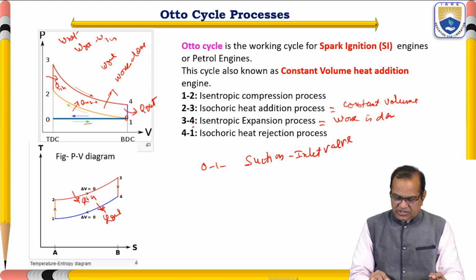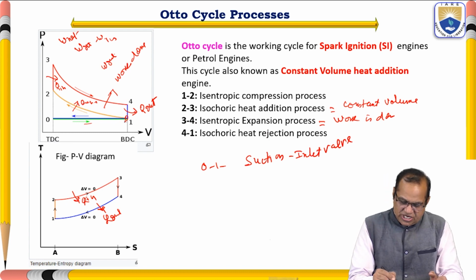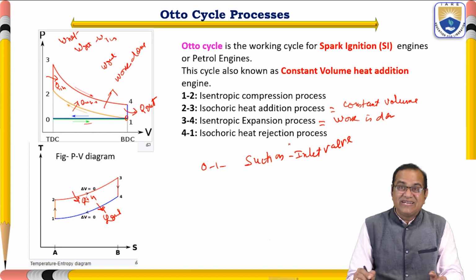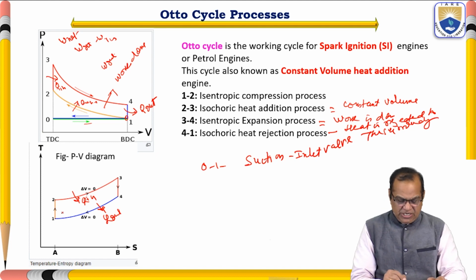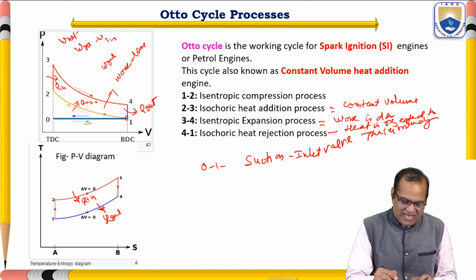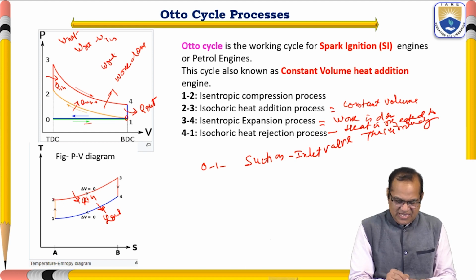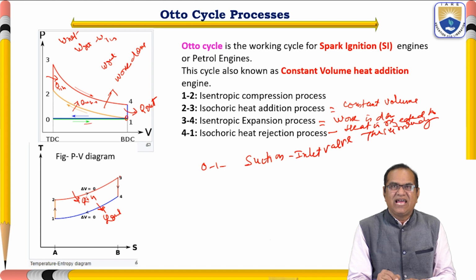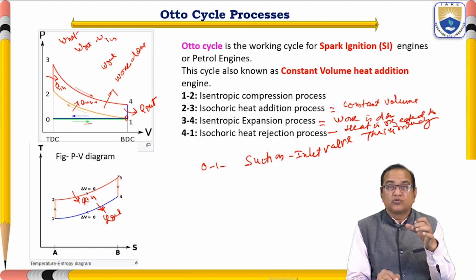Okay, so here 3 to 4 is an expansion, in this work is done, and 4 to 1 is again constant volume or isochoric heat rejection. Here heat is rejected to the surrounding. So the same process you can see here, that 1 to 2 is isentropic. So 1 to 2 is a vertical line. 2 to 3 is your isochoric heat addition. At a constant volume, heat is added, spark is given. Spark is given in 2 to 3.